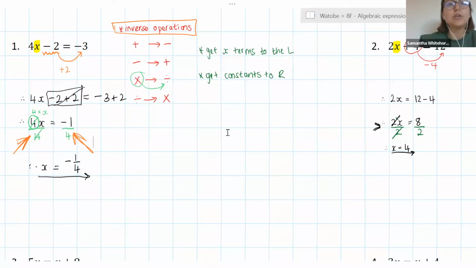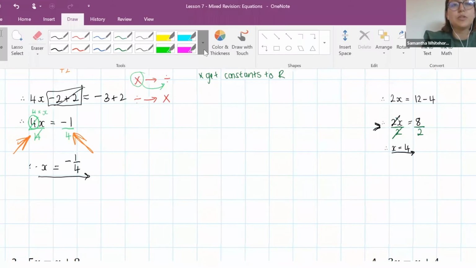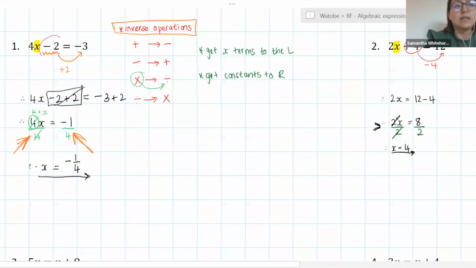Okay, cool. So I got the +2, remember, because what I wanted to do was take this -2 and move it over the equal sign. And the only way I can do it is to do the opposite, so +2.